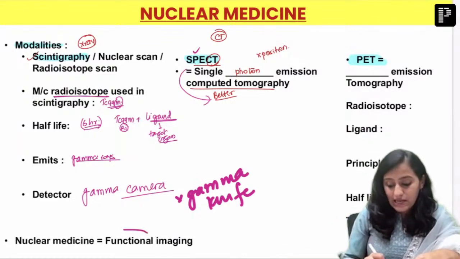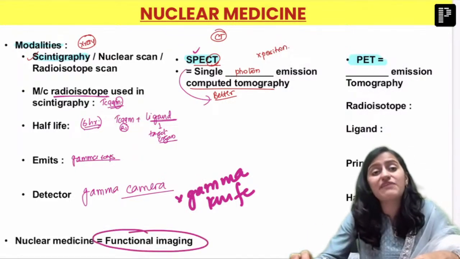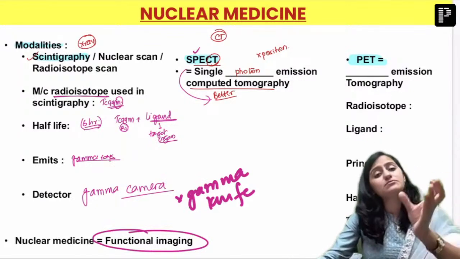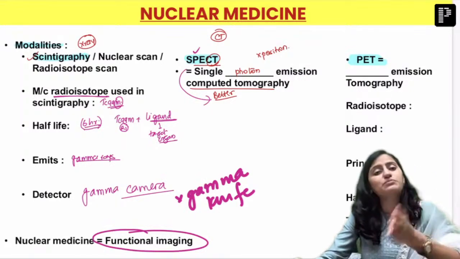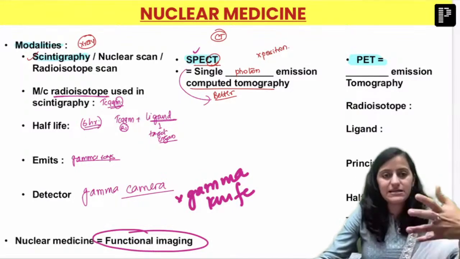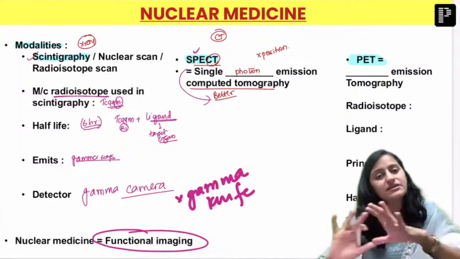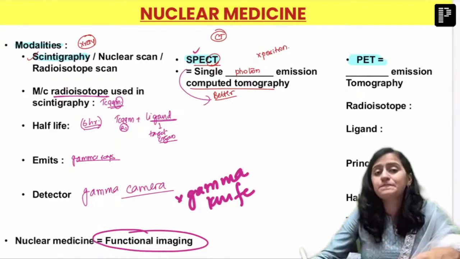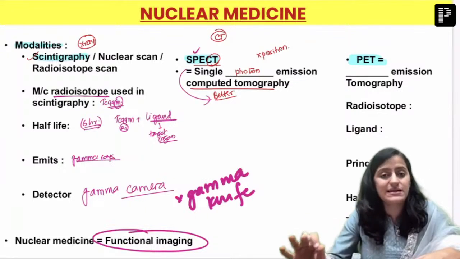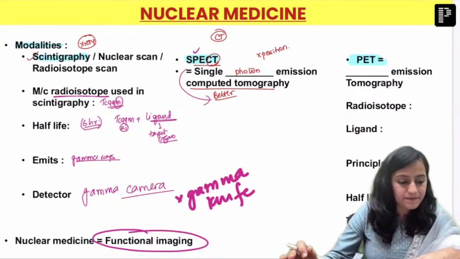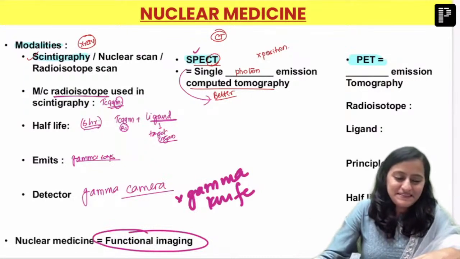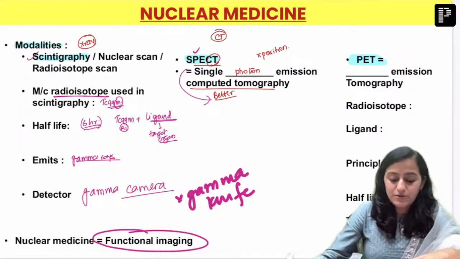Remember that nuclear medicine is functional imaging. Technetium 99M is the most common radioisotope in scintigraphy. You bind it to a ligand, like DMSA, DTPA, pertechnetate, MDP. These are the ligands that will take technetium 99M to the target site. So this is the basic of nuclear scan. Is everybody clear with that? Yes. So that was about scintigraphy.